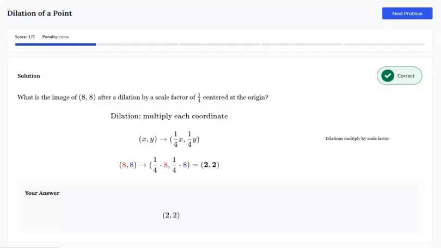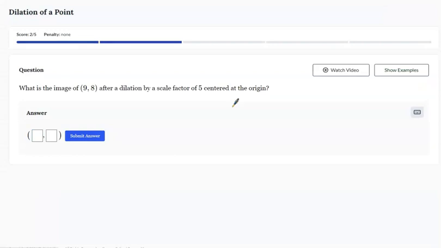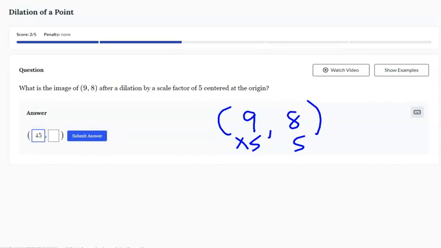Let's do this again. All right, last one. 9 and 8 by a scale factor of 5. You simply multiply both numbers by the scale factor. 9 times 5 is 45. 8 times 5 is 40.